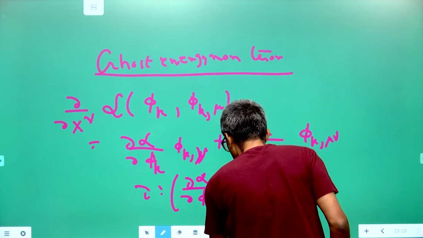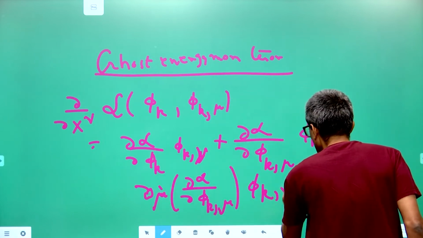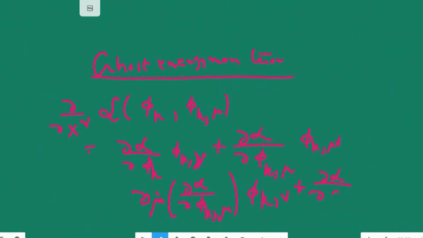So ∂_μ of this into φ_k,ν plus ∂L/∂φ_k,μ into φ_k,μν. By using the equations of motion for the field I am able to write it in this form, and this can be written as ∂_μ of ∂L/∂φ_k,μ. So ∂_μ of this. Let me just repeat it.